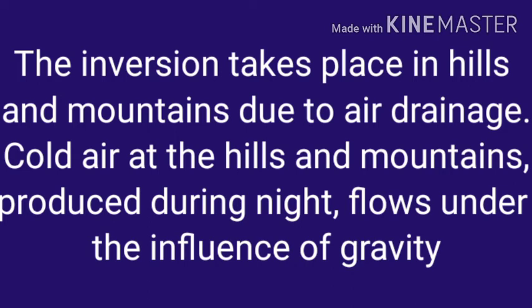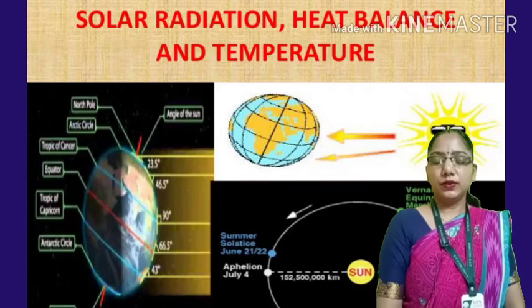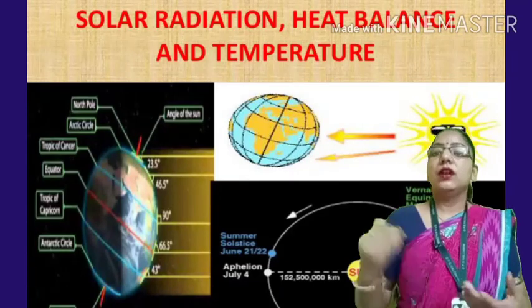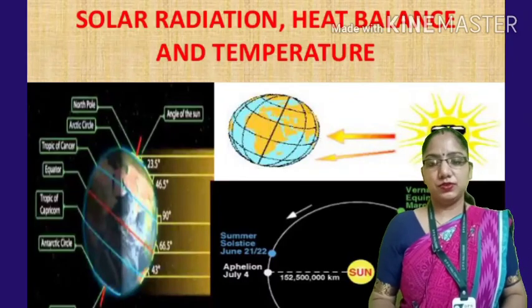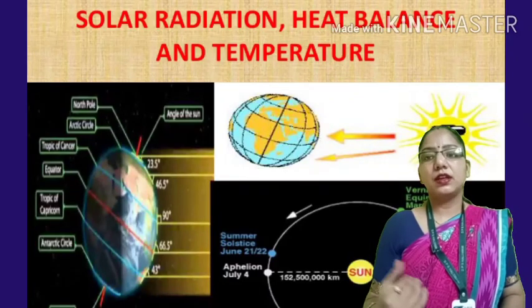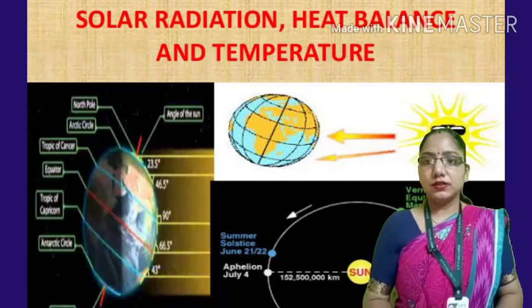Snow covered surface, slight air movement, clear skies, long nights, these are a few examples, or we can say the favorable conditions for inversion of temperature. So students, here you have seen what is temperature and what are the factors which affect the temperature distribution, and we have also seen the inversion of temperature. Students, here the chapter is complete.